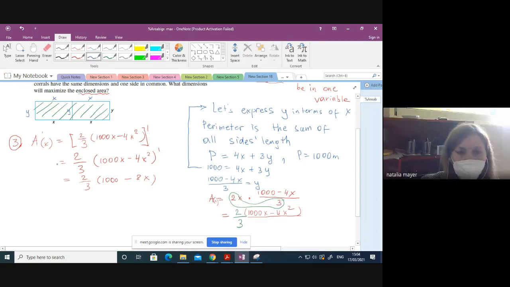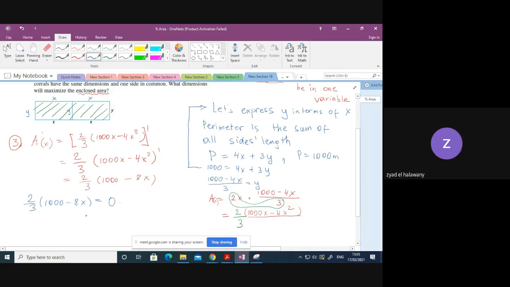We need to find the zeros of the derivative function. Yeah, absolutely. So we take 2 over 3, 1000 minus 8x, and equate it to 0. What can you say about solutions, how to solve this equation? Yes, we isolate, we move the 2 over, we distribute.